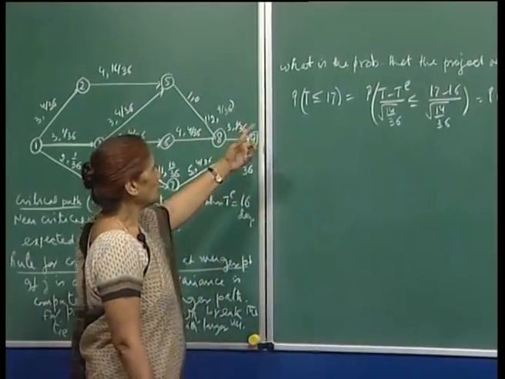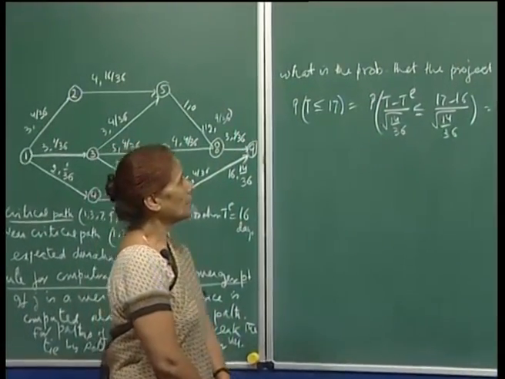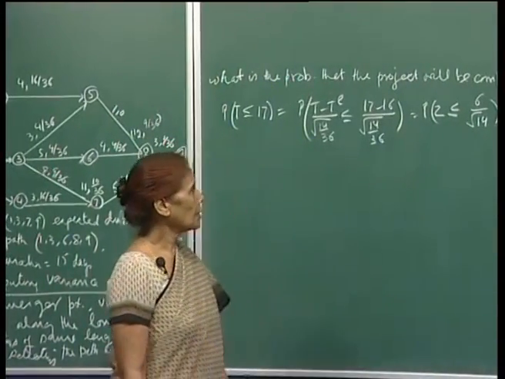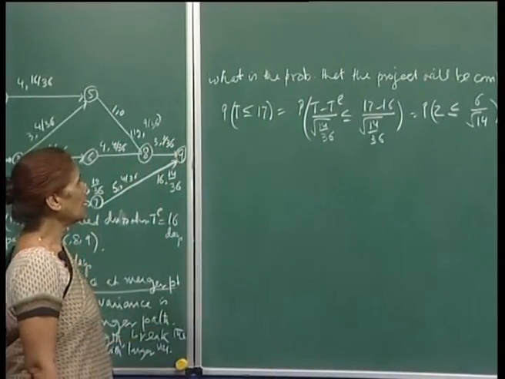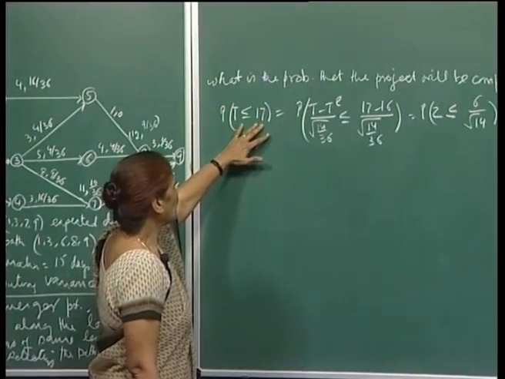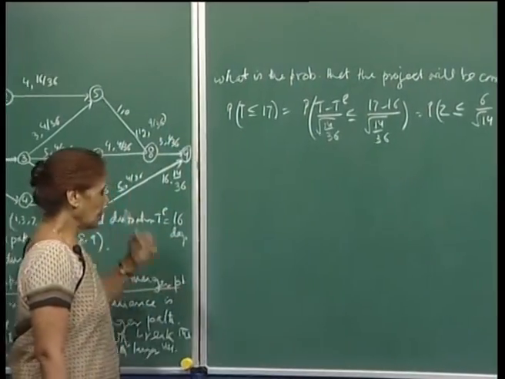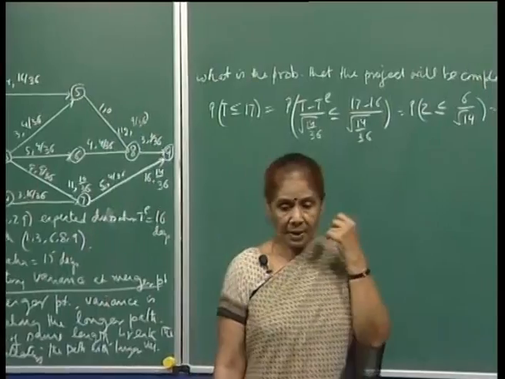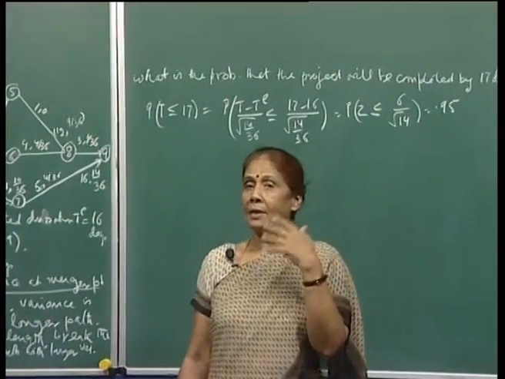So, one of the questions would be, what is the probability that the project will be completed by 17 days? Suppose whoever wants to get the project completed has given you that deadline. Then you have to compute this probability. Because we said that each activity of the project has a beta distribution, and they are independent.